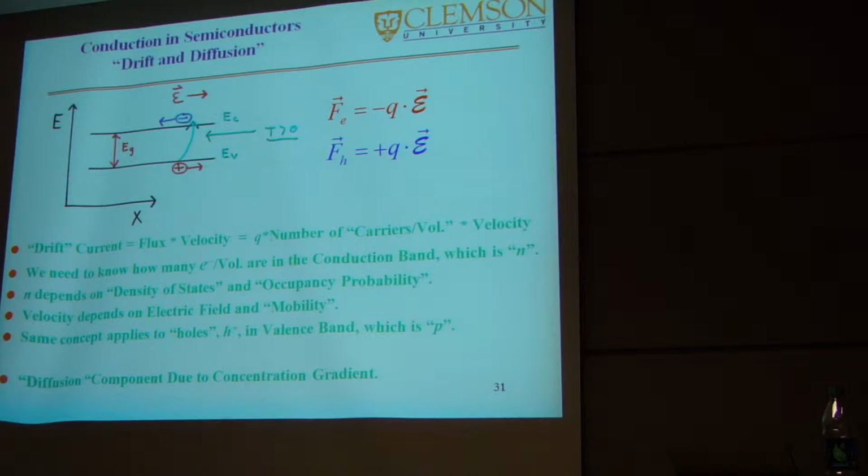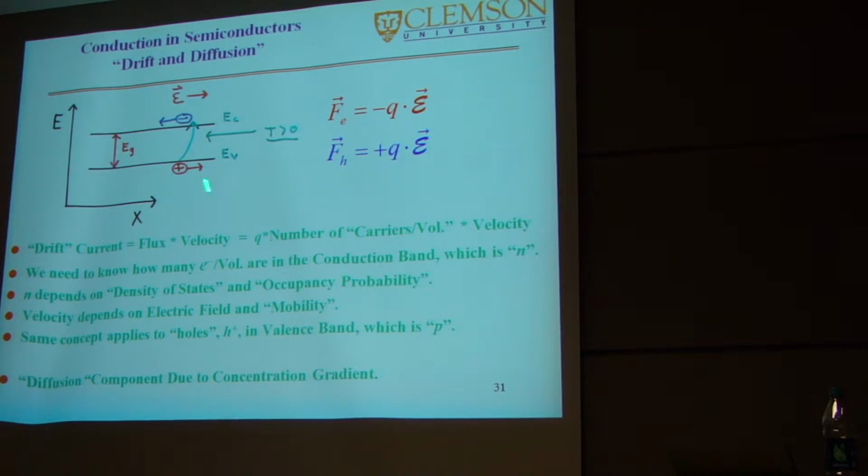So how many vacant states are there? And what's the probability that that state's going to be occupied? Because the transition between here and here is a very statistical process. You have to use equilibrium statistical mechanics to come up with that probability. And those two terms in and of themselves are very complicated to come up with. But if I knew how many states per unit volume I have and the probability that they're occupied, I could multiply those two functions together, integrate over the conduction band, and that'd give me N.